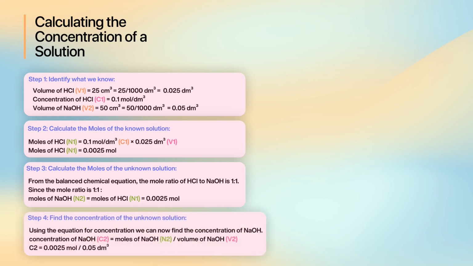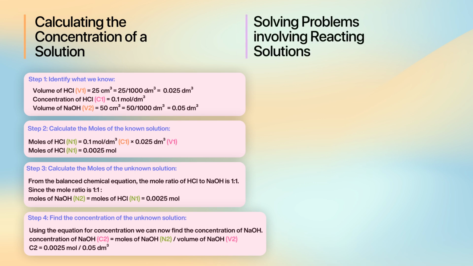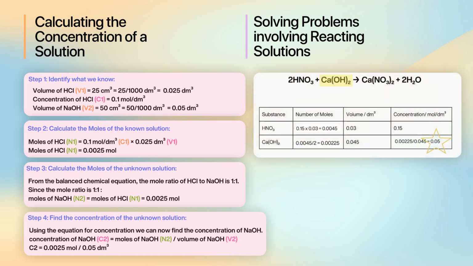Finally, we calculated the concentration of the unknown solution by dividing the number of moles by its volume. By mastering these steps, we can now confidently determine the concentration of an unknown solution in a chemical reaction, an essential skill for accurately preparing solutions and understanding chemical reactions in various practical and laboratory settings.